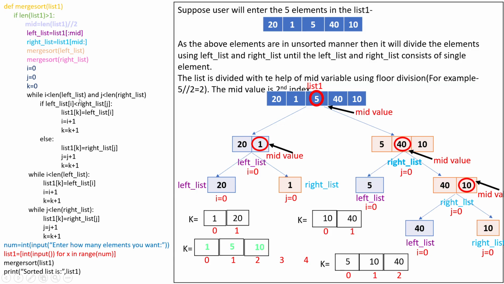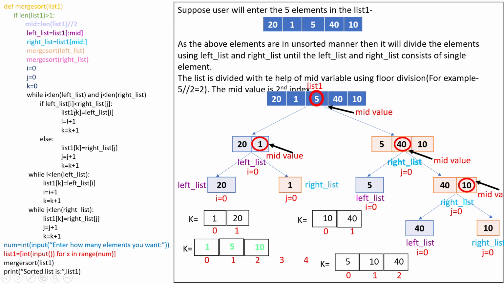1 less than 2 and j less than length of right list. J is now incremented to 2. 2 less than 3. This right list has 3 elements, so 2 less than 3 is true. Both of the conditions are true, so again it will go in the if condition.